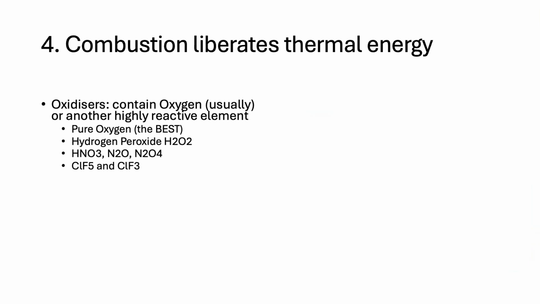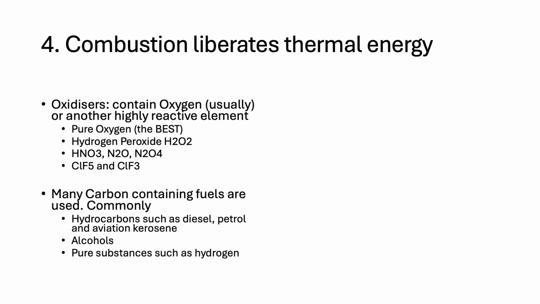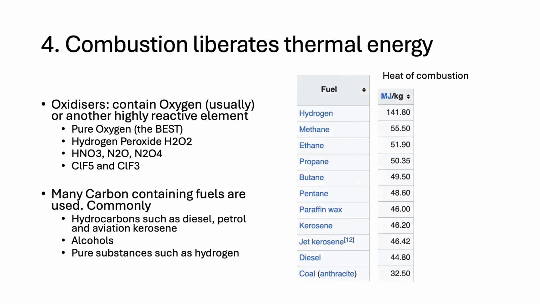The first part of this is to liberate thermal energy, and you need an oxidizer, something containing oxygen or another highly reactive element. There are various choices, but pure oxygen is often the best. Hydrogen peroxide is another good choice, but many other chemicals have oxygen or an oxidizer within them. Many carbon-containing fuels are used to combine with that, typically hydrocarbons like diesel or petrol or aviation kerosene. Alcohols are good. One of the best fuels is hydrogen. Hydrogen liberates the greatest heat of combustion of any of the different fuels, but poses its own problems for handling.